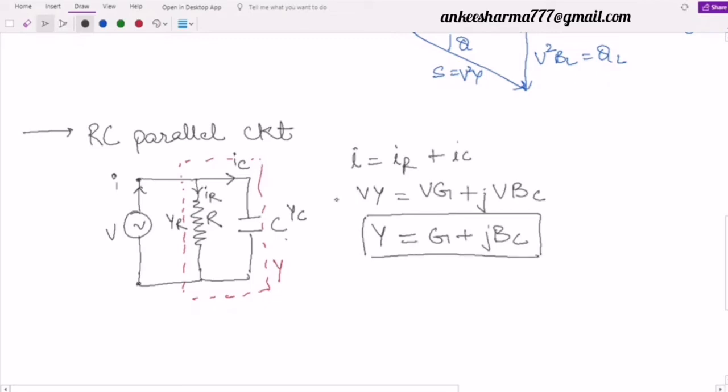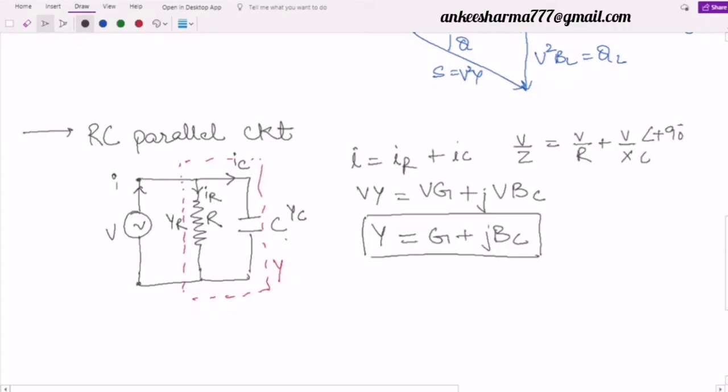I have just skipped one step. That step is I equals V by Z. What is the impedance for the R? It is simply R, so I will write V by R. What is the impedance of the capacitor? It is XC, so I will write V by XC, but there is a phase shift of plus 90 degrees. So this phase shift was accompanied with the j operator. So we got Y is equal to G plus jBC.